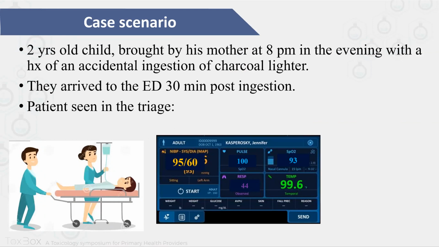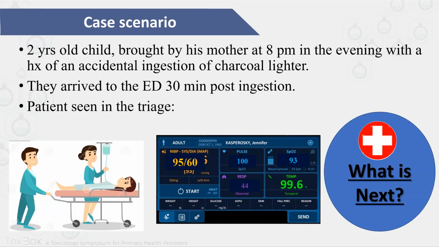This is the vitals in the monitor. The BP of the child is 95/60. His heart rate is around 100 and saturation is 93% in room air. His respiratory rate is 44, and temperature is normal, 99.6. So from this point, what do you want to do? What is next? As you can see from the vitals, the only concerning one is the respiratory rate. So what other components of the history are important in hydrocarbon toxicity?